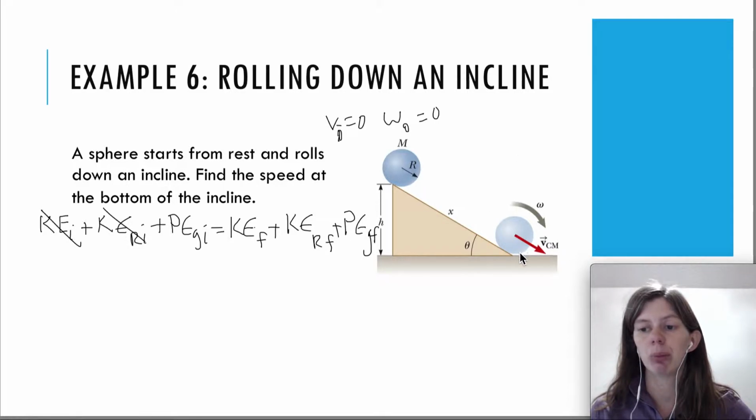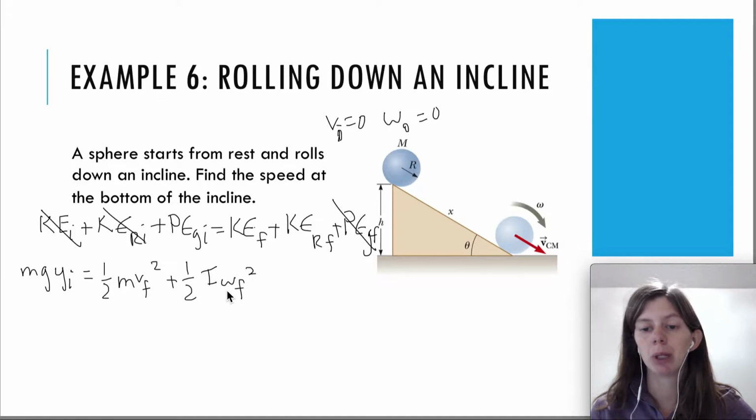When it reaches the bottom, it has no gravitational potential energy because it has no height. So we're going to write down the terms that remain. All of the gravitational potential energy that it has initially is converted into the two types of kinetic energy, translational and rotational. When we're trying to find the speed at the bottom, we have to remember that the angular speed is related to the linear speed. We have the relation v equals r omega.